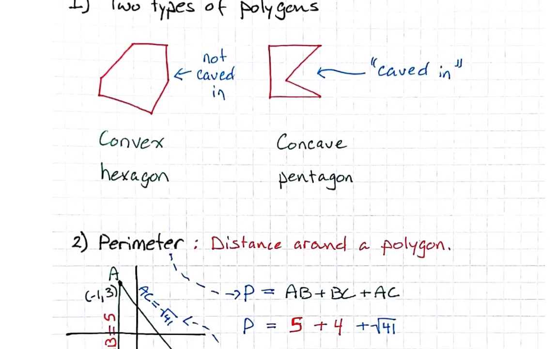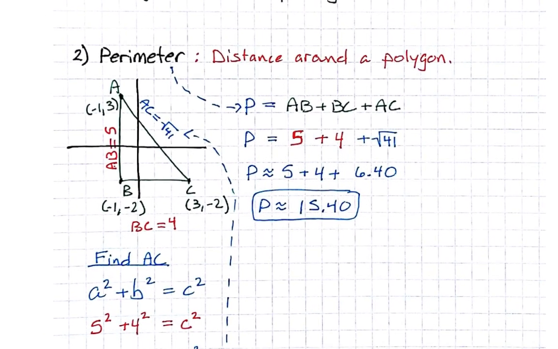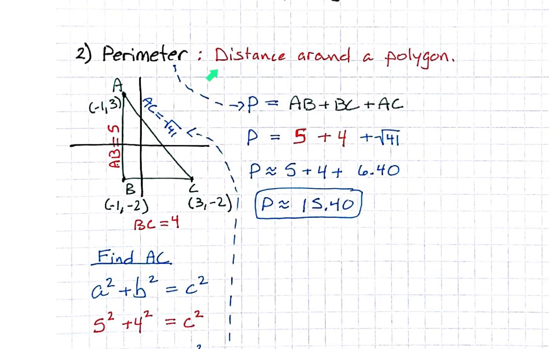But moving on to area and perimeter, we'll start with perimeter. Perimeter is the distance around a polygon. So if I were to walk all the way around the edges of the perimeter, we can also think of it as just adding together all the side lengths. And if the side lengths are vertical or horizontal, it's pretty easy to figure out what they are. They just count spaces, 5 spaces here, 4 spaces here, 5 plus 4.